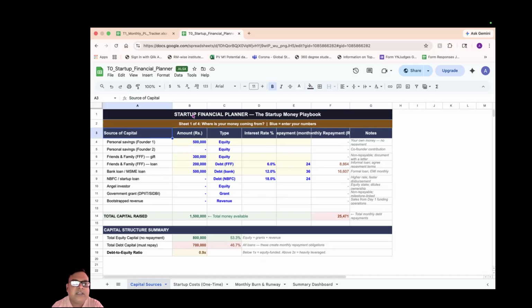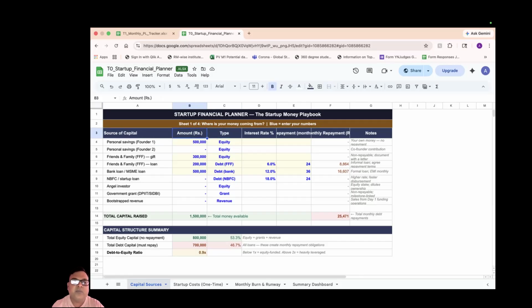So what we have done is, on the first row, we've created the startup financial planner, and you can mention your startup name here as well, right? And then you can come directly to the next row. The first column is source of capital. Okay, what is the source of capital? Where is the money coming from, right? What will be that amount? And of course, you do mention rupees on the top, because we're taking the Indian context. But if you're from a different country, you can use that currency as well.